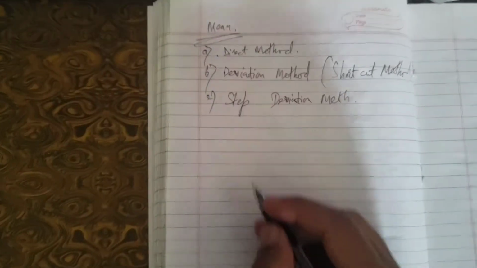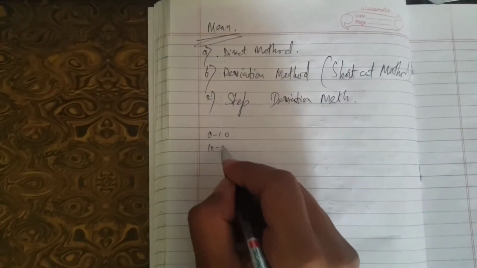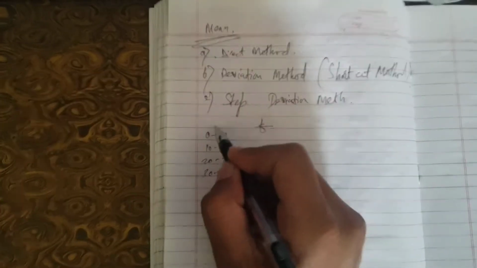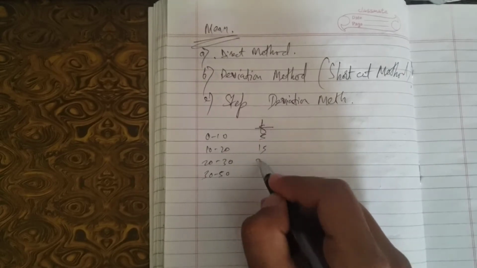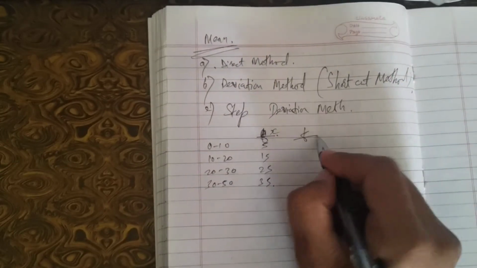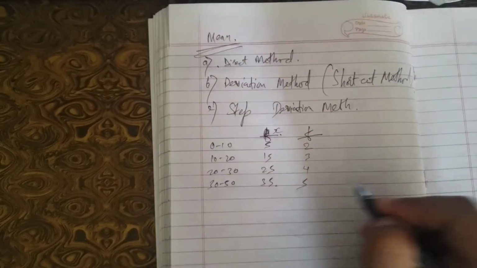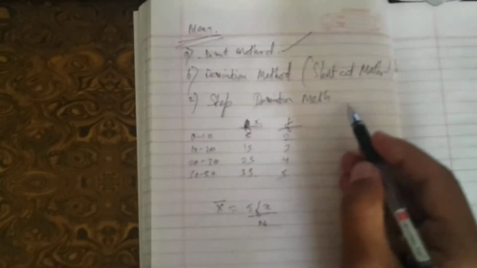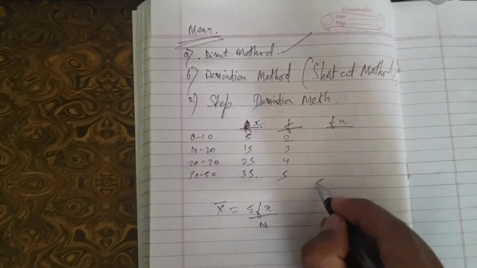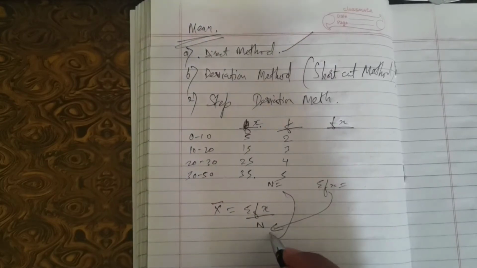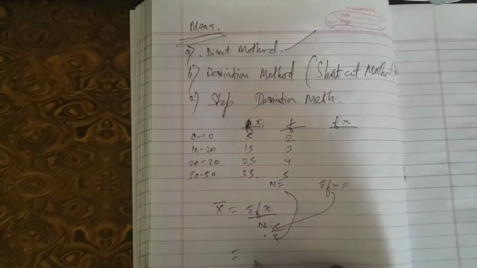So in the direct method, you will be given classes 0 to 10, 10 to 20, 20 to 30, 30 to 50, and the frequency will be given. Then the middle values are 5, 15, 25, 35. Suppose this is X, and your frequency is 2, 3, 4, 5. In the direct method, your formula is X bar equals summation fx divided by n. You multiply f and x to get your fx, put the values of n down here, and then you'll get your answer, right?